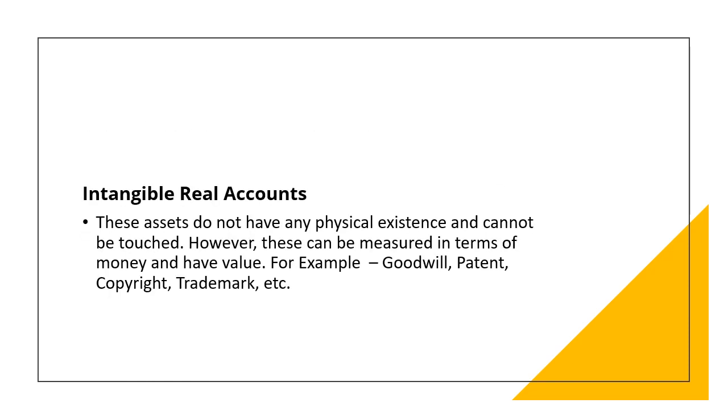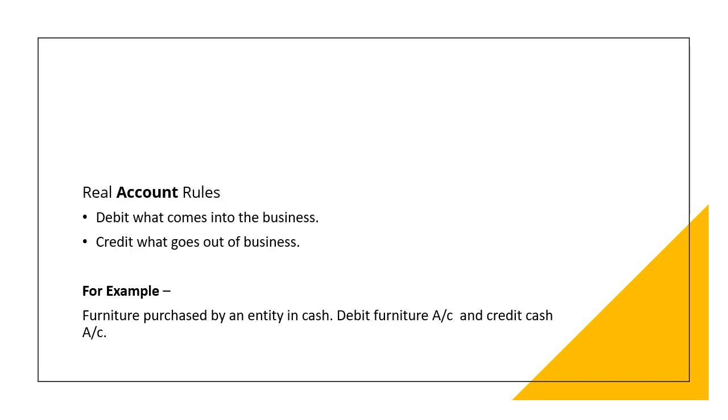Now, let's have a look at the intangible account. Intangible accounts do not have any physical existence and cannot be touched, but they can be measured in terms of money and have value. For example, goodwill, patent, copyright and trademark. So what is the rule that you have to apply if you are talking about the real account? You need to remember: debit what comes in and credit what goes out.